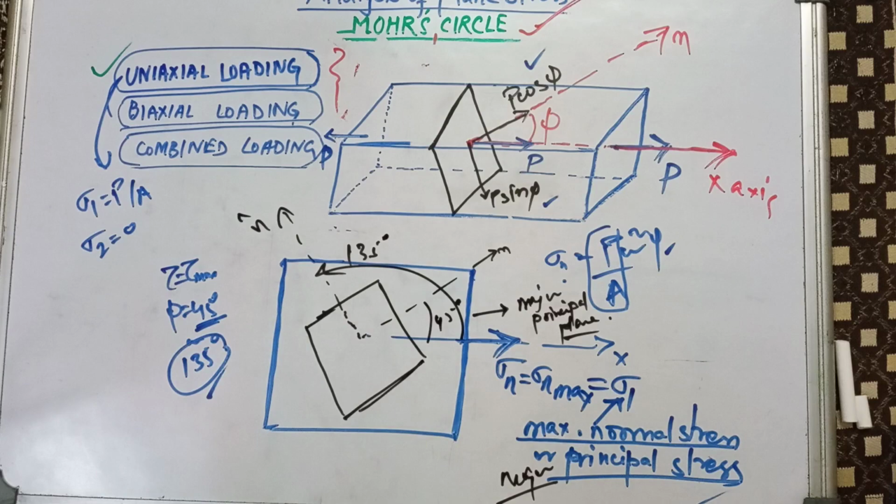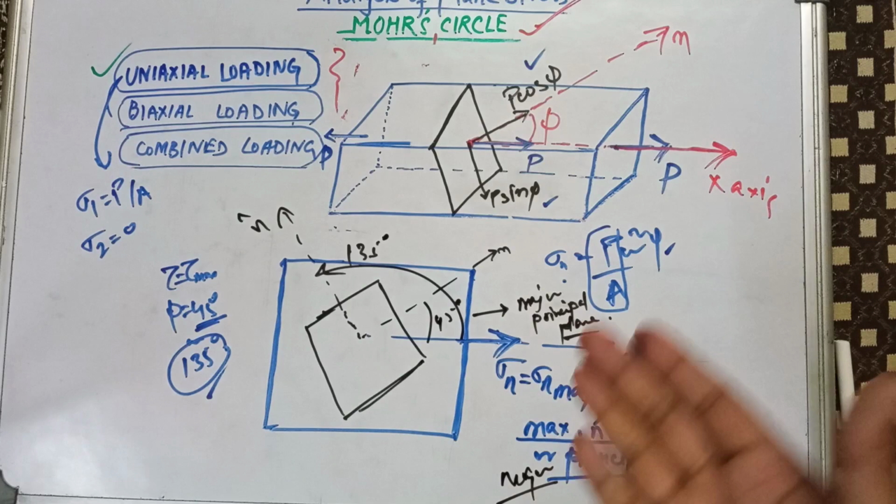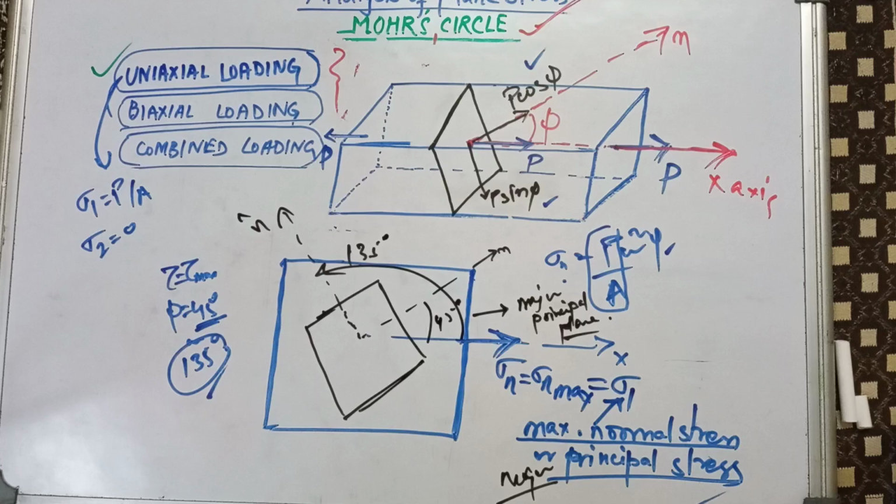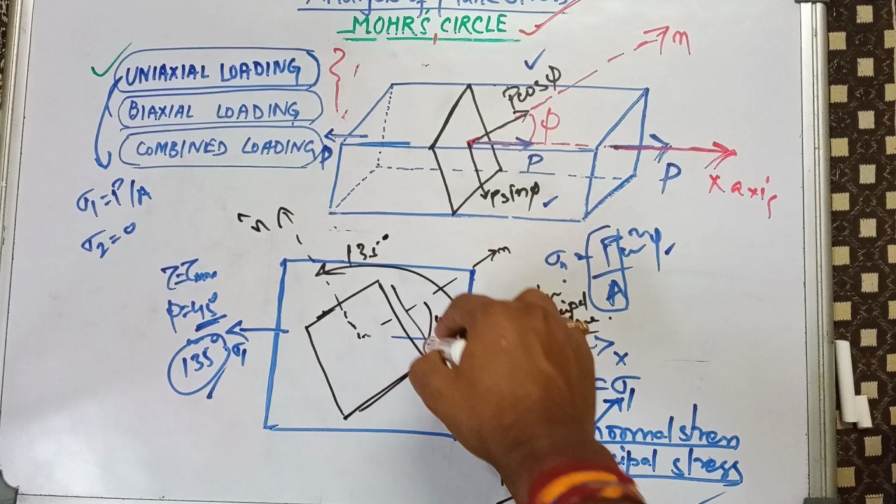If these things are not clear, it is not possible for you to understand uniaxial, biaxial, combined loading. All my effort will go in vain. I'm putting a lot of effort, believe me. So sigma normal will be equal to sigma normal maximum. The same thing we can write on this plane also, which is equal to sigma 1. Is it clear? And these were the planes where the shear stress was maximum.